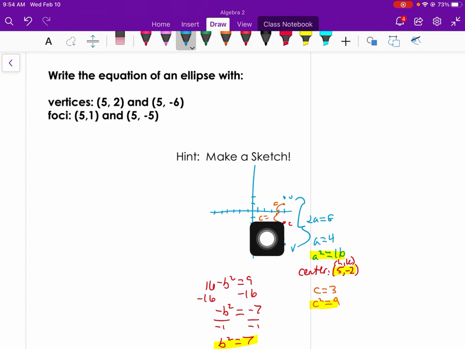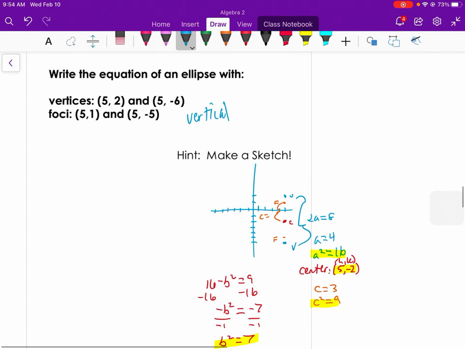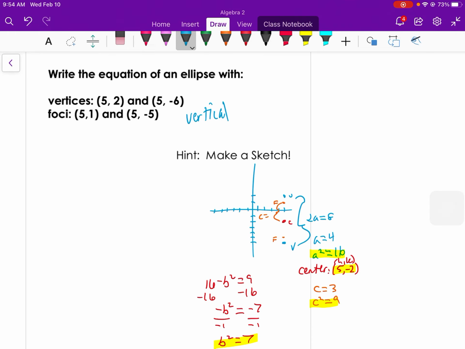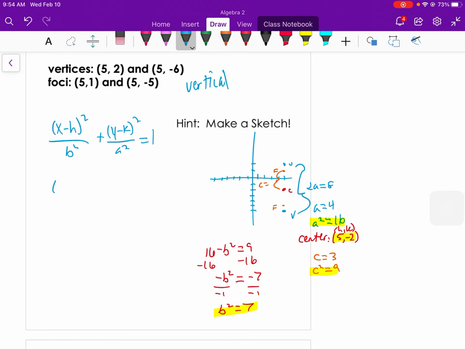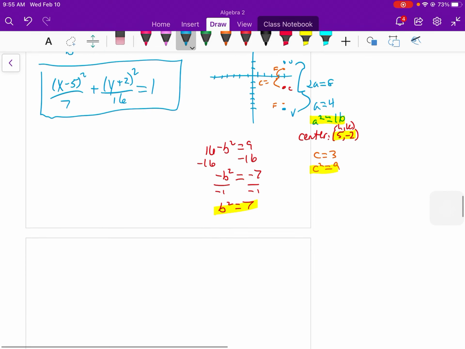Now we can write the standard form. Since the vertices and foci are vertical, it's going to be a vertical standard form of the equation. So that was when a squared is under y squared. So we have x minus h squared over b squared plus y minus k squared over a squared equals 1. We can plug in those values we found. So we have x minus 5 squared over 7 plus y minus a negative 2, so plus 2 squared over 16 equals 1. All right.